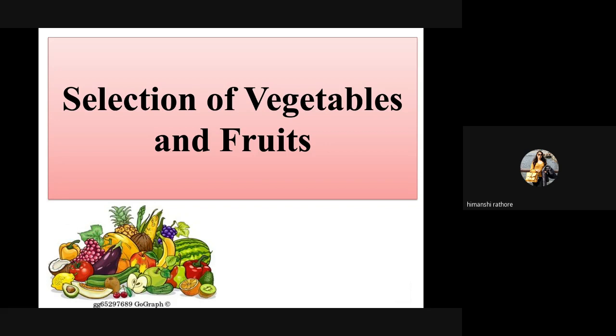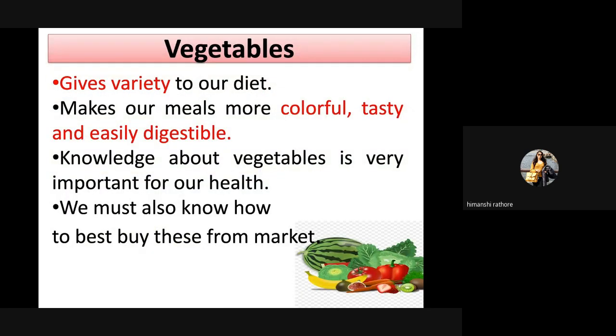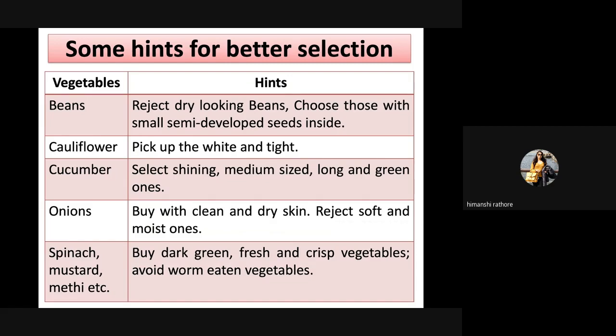After that, we talked about fruits and vegetables, how vegetables add variety to your diet, and what the classification is, and what points you have to keep in mind before buying beans, cauliflower, cucumber. We are not talking here about all the vegetables, but for some, like leafy vegetables, you just have to look for dark-colored leaves. They should be fresh, crisp, and there should be no worm-eaten vegetables. If you're buying cauliflower, you have to pick white, tight cauliflower, not loose ones, and not those that are yellow in color. So these are some points you have to keep in mind.